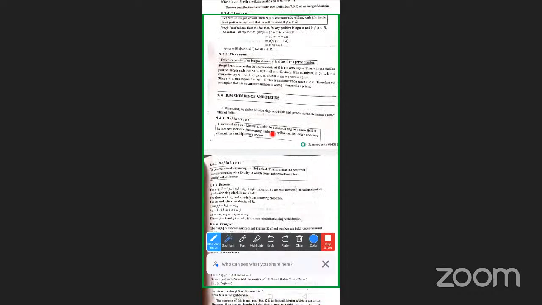So next, the division ring and field definition. A non-trivial ring with identity is said to be a division ring or skew field if its non-zero elements form a group under multiplication. Every non-zero element has a multiplicative inverse.